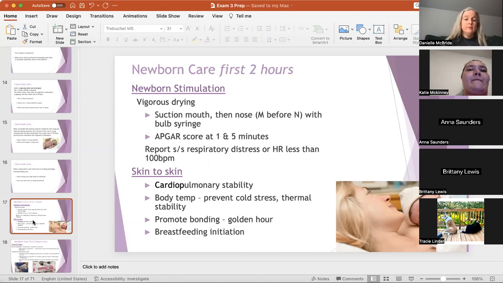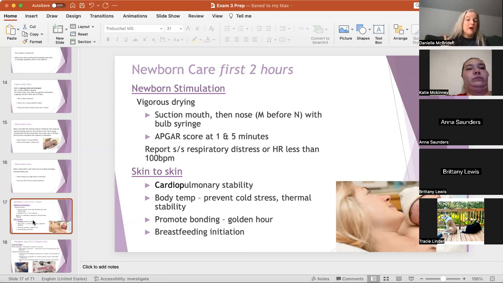You want to dry them vigorously. Let's dry them and stimulate them. Good. Okay, why do I want to dry the baby? They don't hold heat very well. Temperature regulation. Good. So if we let them stay wet, they're going to get cold. So we're going to dry them.